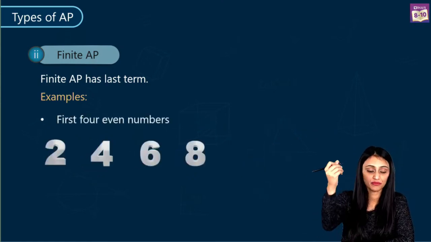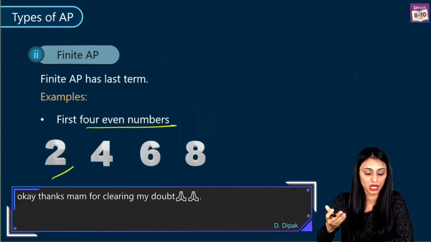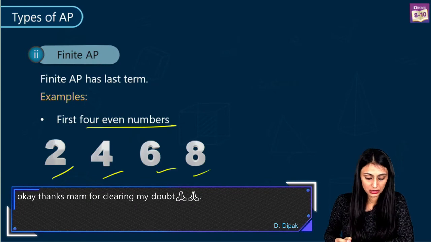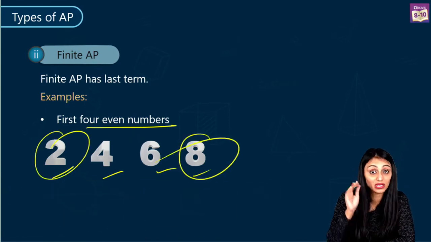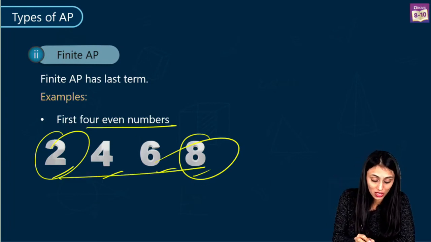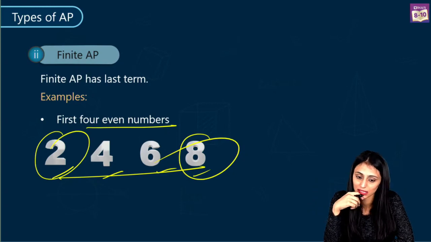Great. Okay, let's see another example. We have another example for finite AP. First 4 even numbers. Starts from 2. That's the first even number. 2, 4, 6, 8, right? So first 4 even numbers, the last term is also there. You have the first term. It is an AP, an arithmetic progression. So the common difference is the same every time. That's 2. Yes, Deepak? Great. Parjan, understood. Manjusha, understood.